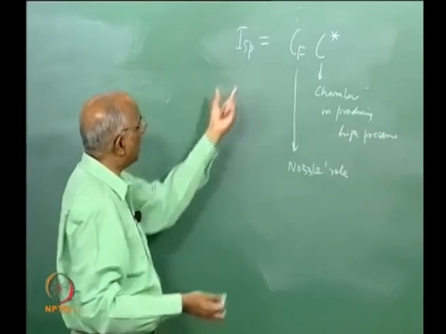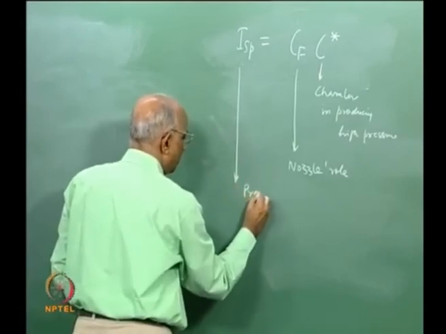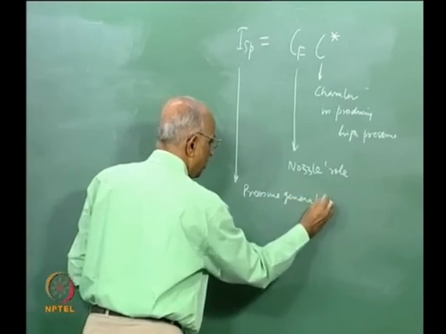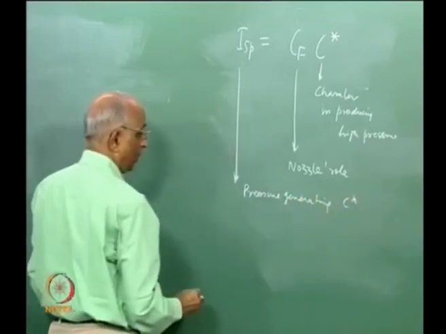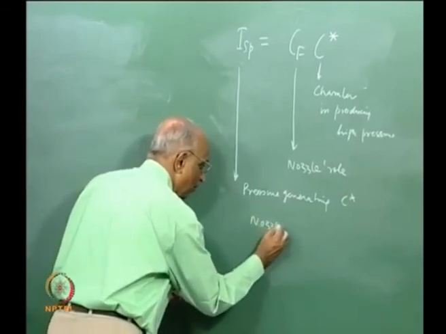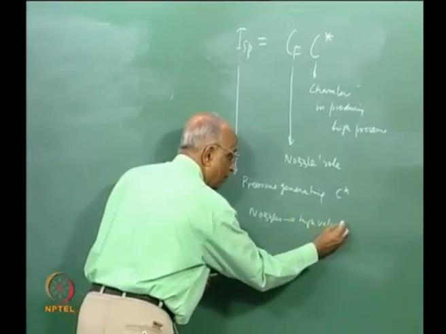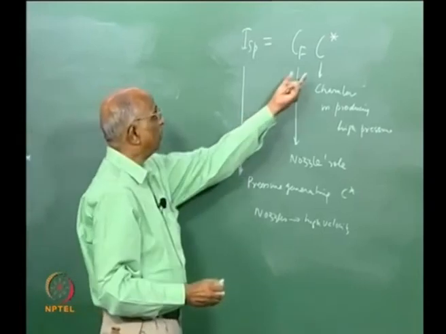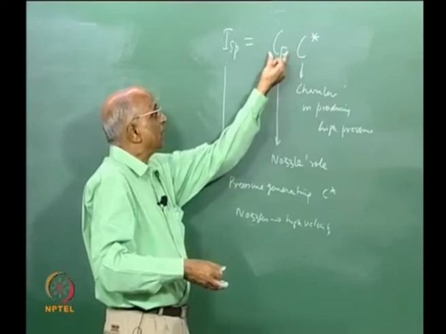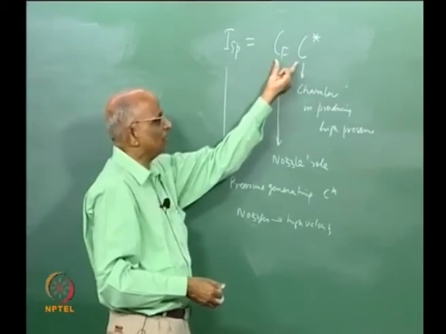Therefore, you have a composite index. Therefore, ISP is a product of pressure generating capacity in the rocket. And how is pressure generated? Through C star, whereas once the pressure is generated, the nozzle helps you to generate the high velocity, high jet velocity. Therefore, you have both the chamber capacity, that is a propellant to generate hot gases, and CF, which means the effectiveness of the nozzle. Therefore, ISP is equal to CF times C star.